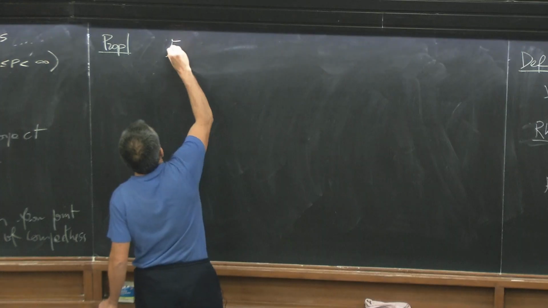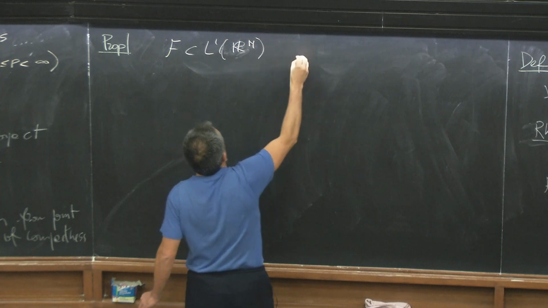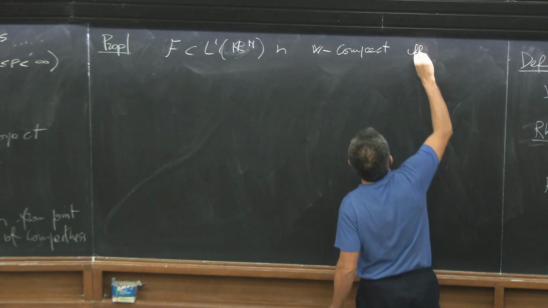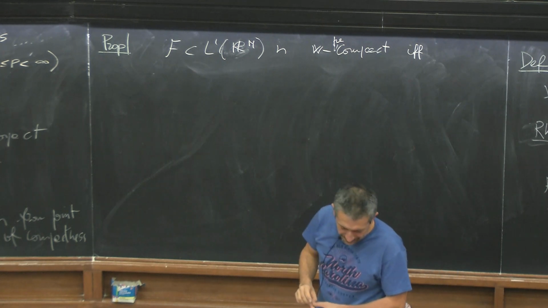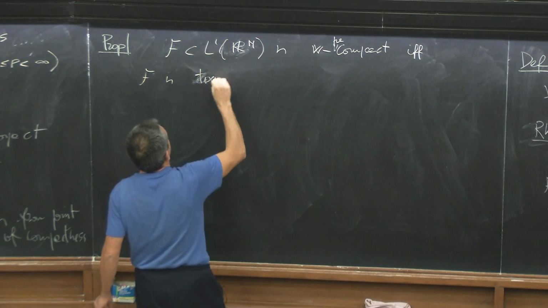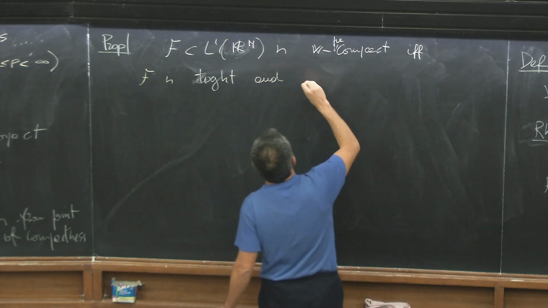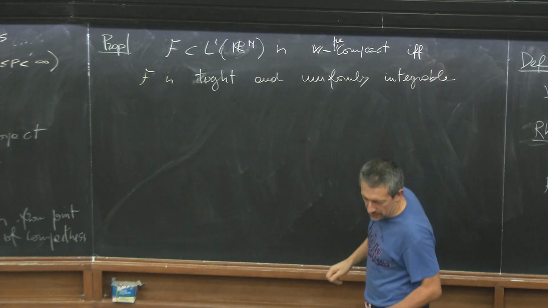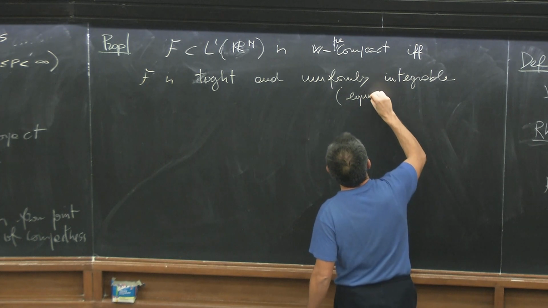A family F contained in L1, let's say of omega, but we stay in Rn just to be sure, is weakly compact, or relatively compact, pre-compact, let's say, if F is tight, well, this cannot be avoided because of the examples down there, and uniformly integrable. Sometimes it's called equi-integrable, but for some reason I use uniformly, equi-integrable.